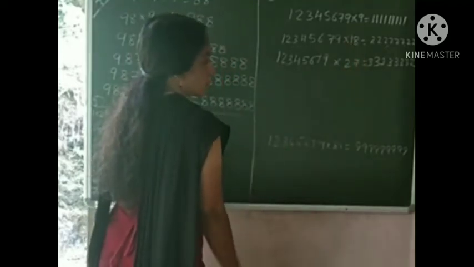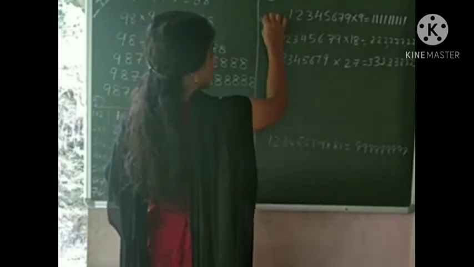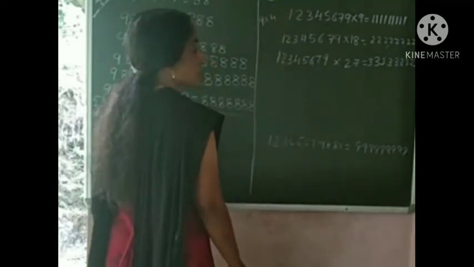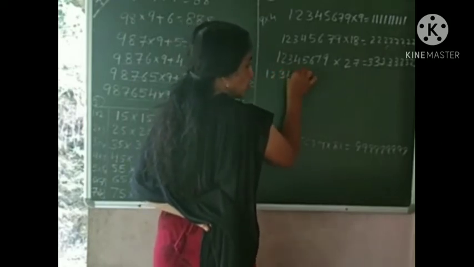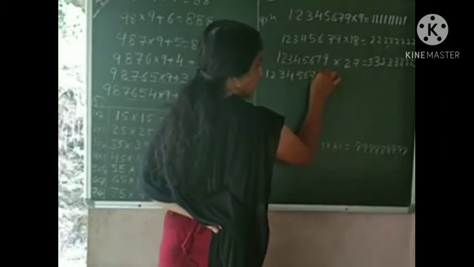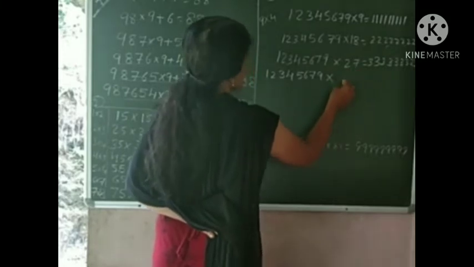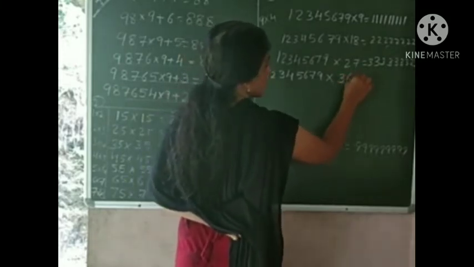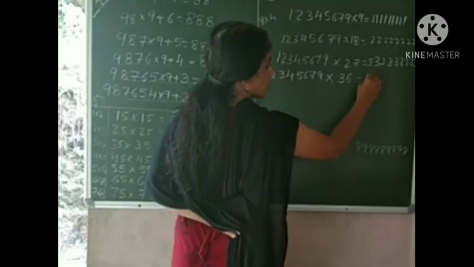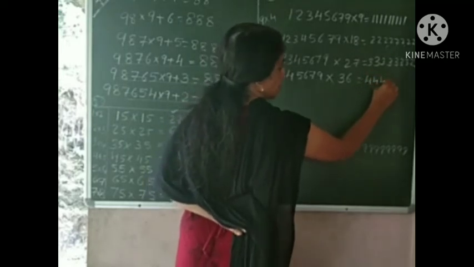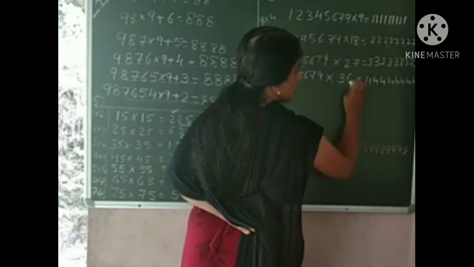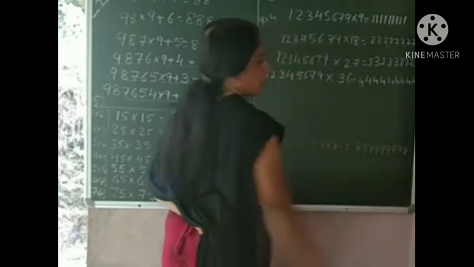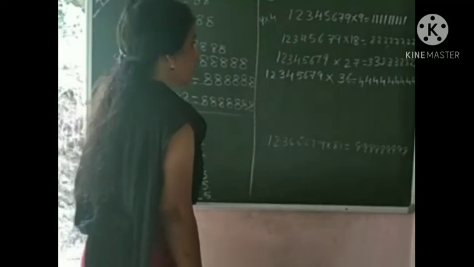Next, 9 into 4, that is 9 4s are 36. Therefore 1, 2, 3, 4, 5, 6, 7, 8, 9 into the next number is 36. Then where is the change? Only this 3 changed to 4. 1, 2, 3, 4, 5, 6, 7, 8 and 9. 9 4s are there. Understood?